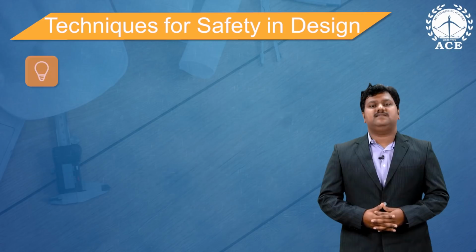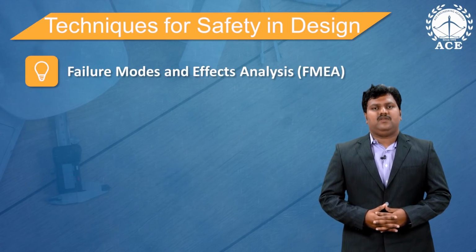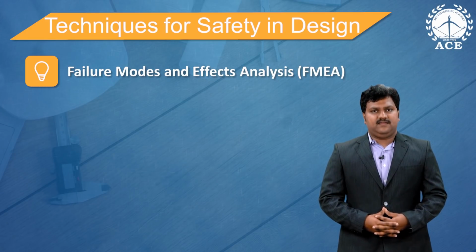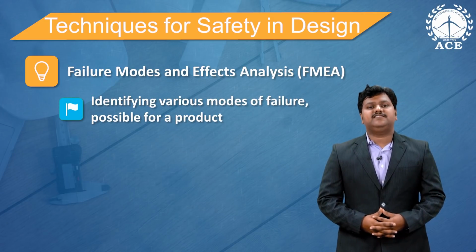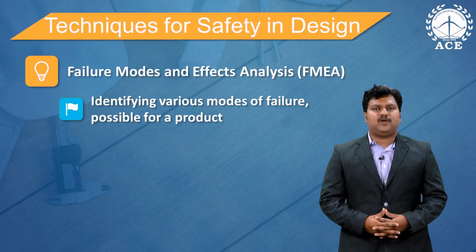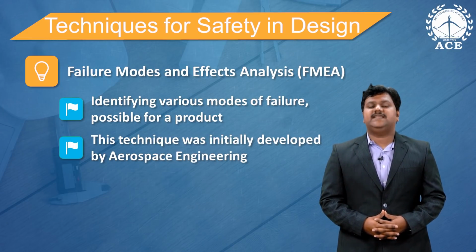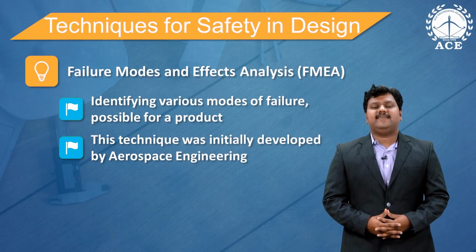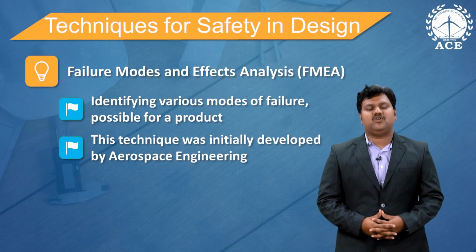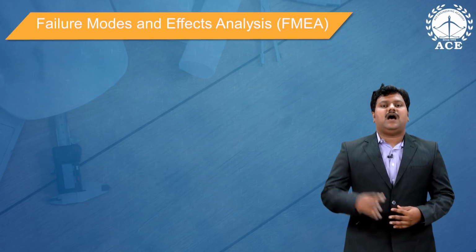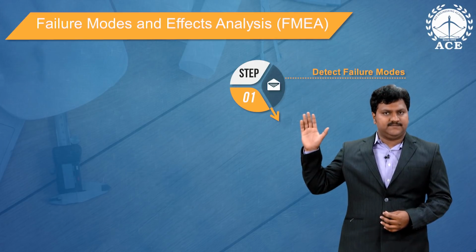The first one is FMEA, failure modes and effects analysis. In this technique, we identify the various modes of failure that are possible for a particular product. This technique was initially developed by aerospace engineering to identify the various components where there is a potential chance of failure. After listing down the various potential modes of failure, the products are first identified for the failure modes.